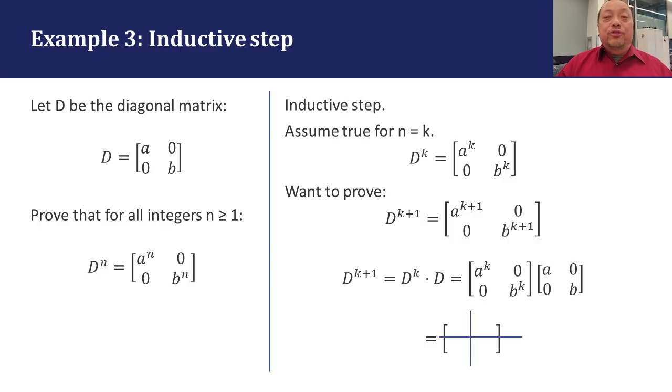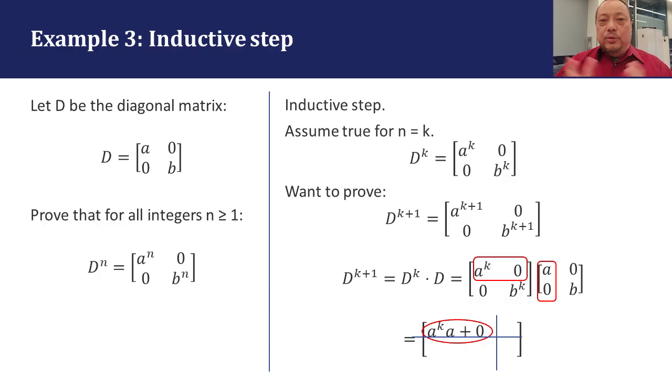It's a 2 by 2 matrix times a 2 by 2 matrix, so it will equal a 2 by 2 matrix. Let's take one position at a time. Let's take this first position, position 1, 1, equals row 1 times column 1. And that is equal to a to the k times a plus the other is 0 times 0, so that's just 0. And the whole thing is a to the k plus 1.